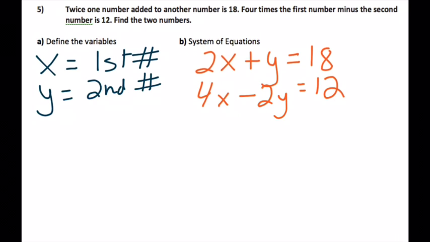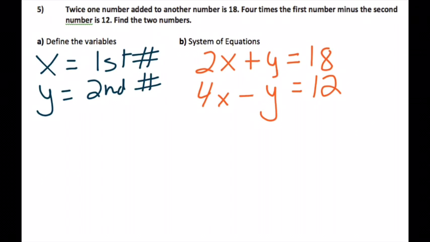Oh, I am totally messing up on this. Let's erase that right here. Sorry about that, guys. Hopefully you guys saw my mistake there. This is 4 times the first number minus the second number, not 2 times the second number, just minus the second number, which is y, equals 12.